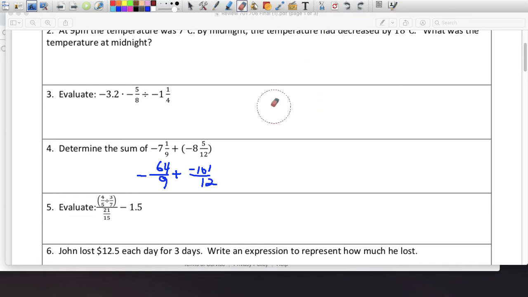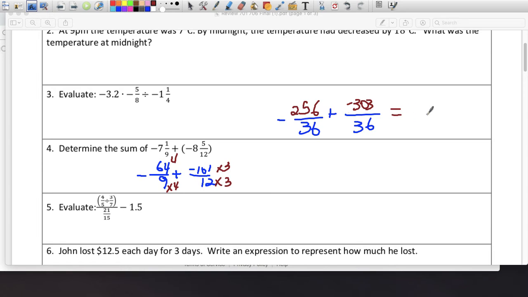I'm going to change both to 36 because that's the LCM, the smallest number they have in common. You don't have to use 36; you can use bigger numbers if you choose. It's 9 times 4, so I multiply the top by 4, that's 256. 12 times 3 is 36, so times 3 gives me negative 303. It's a negative plus a negative, so the bottom is 36. On top, here I will use a calculator: 256 plus 303 equals 559.